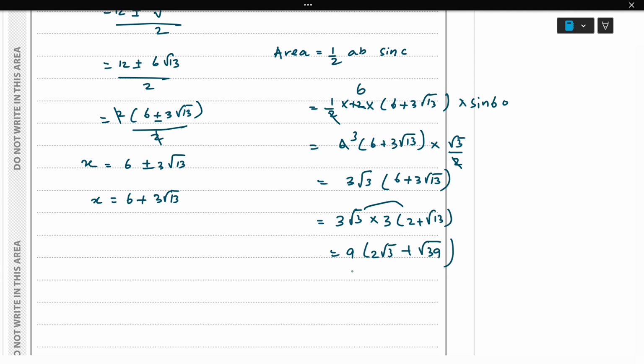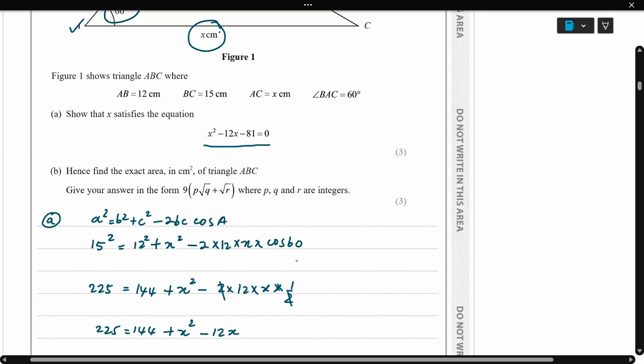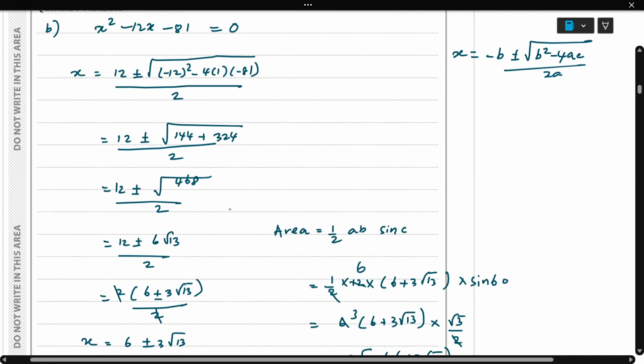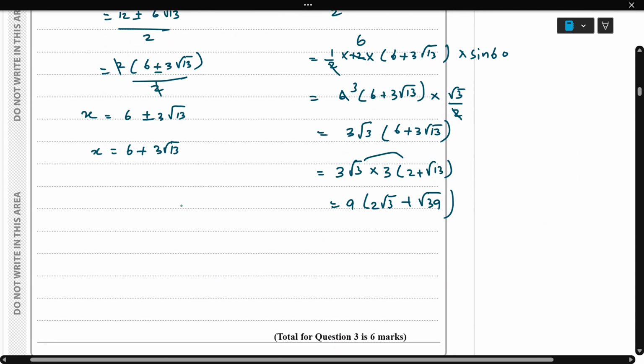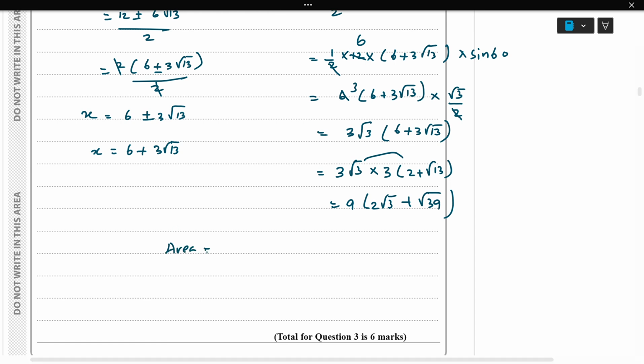Yeah, that's the final answer, in the form 9 times p root q plus root r. So this is the final answer for the area: area equals 9 times 2 root 3 plus square root of 39.